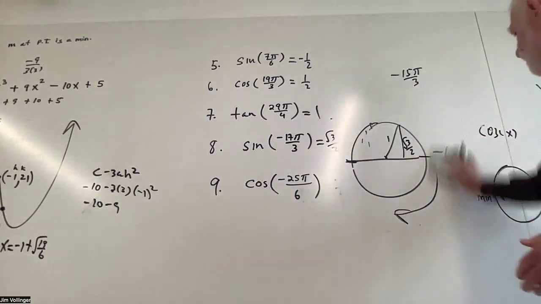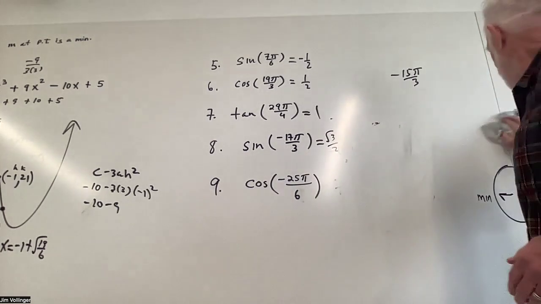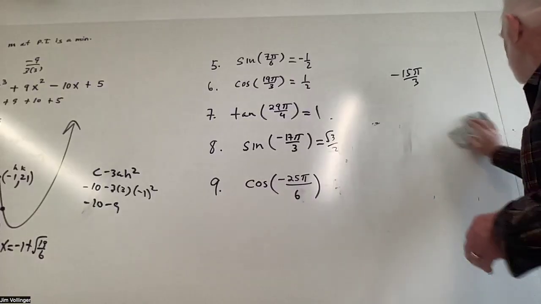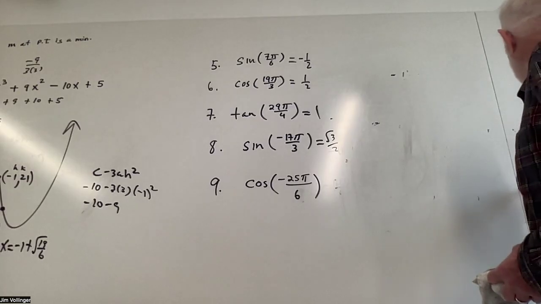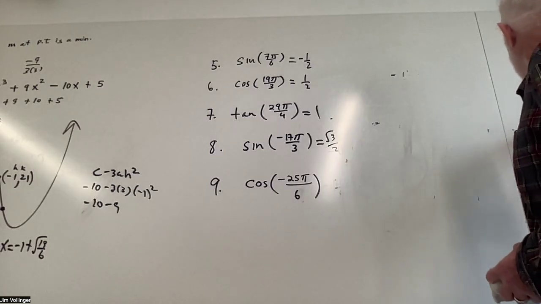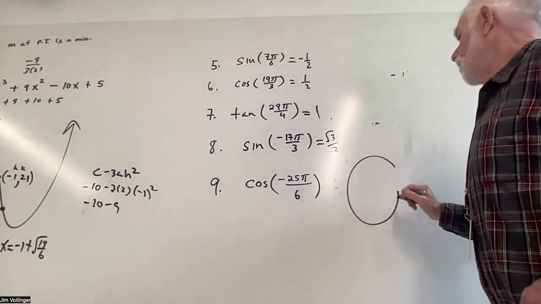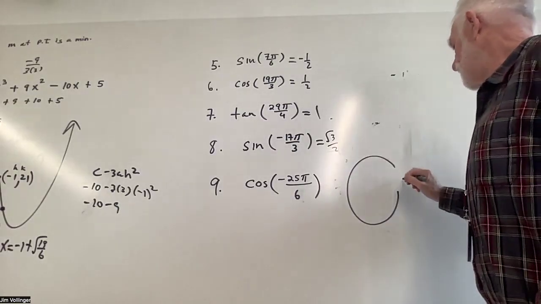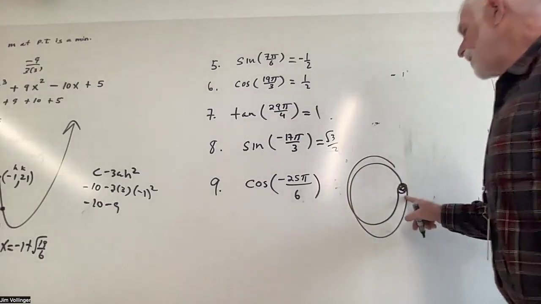Okay, and the last one, minus 25 pi over 6. You figure out what's close. Didn't want to erase that, so let me put that back here, and I'll fill that in as we go along. All right, so I see 1, 12 pi over 6. Then 24 pi over 6. I'm over here, 24 pi over 6.